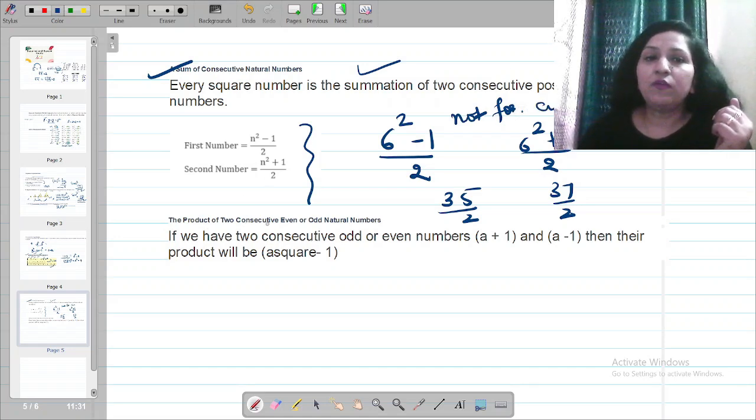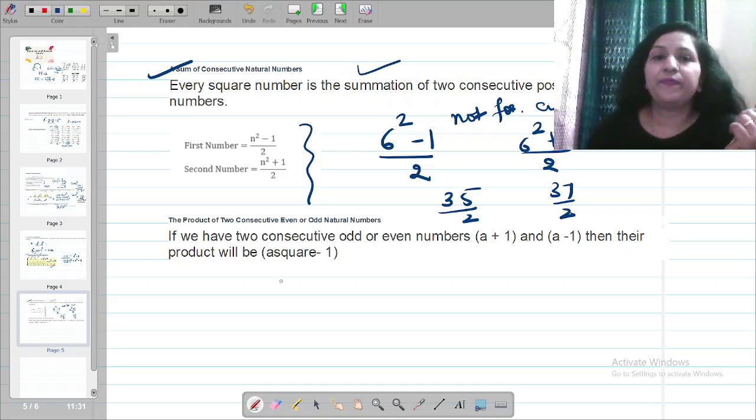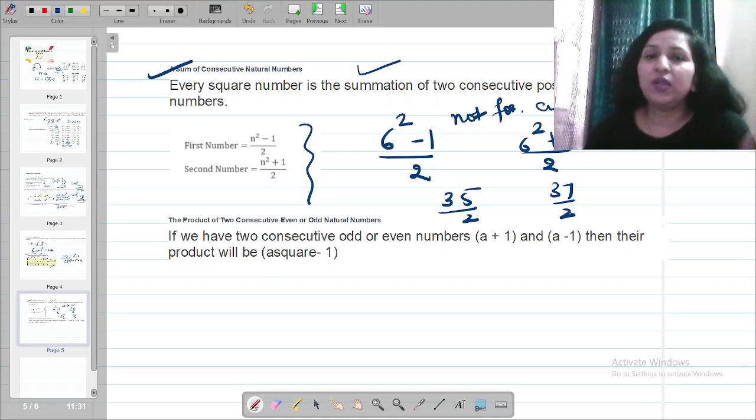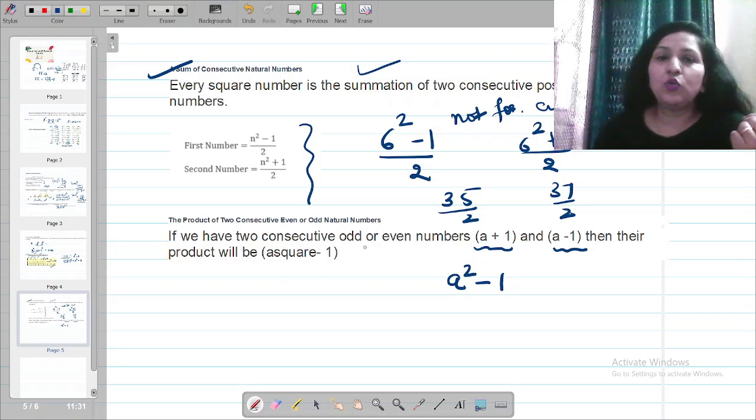Now, the product of two consecutive even or odd numbers. If you have two consecutive odd or even numbers, it can be written in this form, a plus 1 and a minus 1, and their answer will be the first number's square minus 1. What does it mean? Let me take two consecutive odd numbers first. Let's say one is 3 and one is 5. I need to find the product of these two. How will you split it in this form, a plus 1, a minus 1? You have to take two numbers. If you add and subtract, you should get this one.